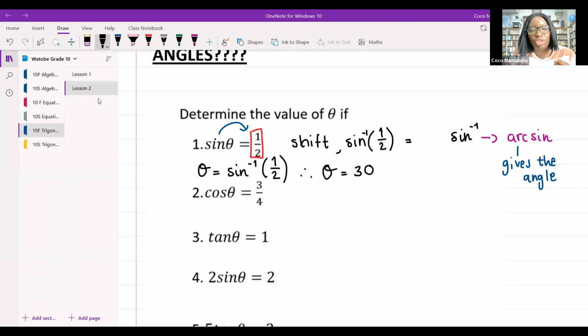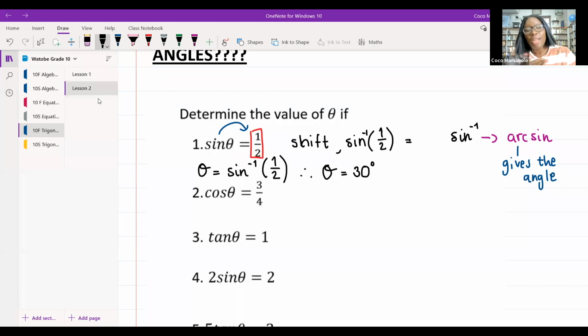What do we need to measure this in? What are we measuring angles in, guys? Tell me in the chat. 30 degrees. Good. So we need to draw that little degree sign. Otherwise, you're just telling me that theta is a number.